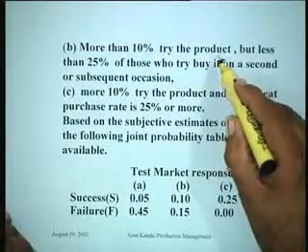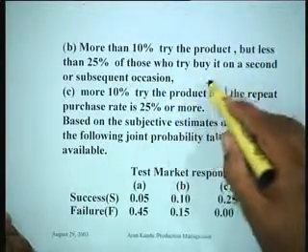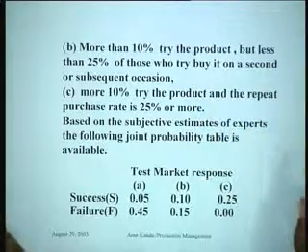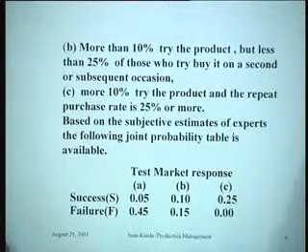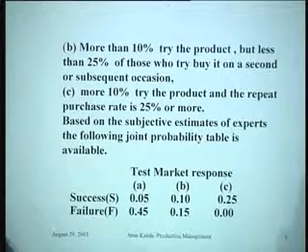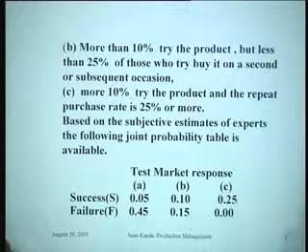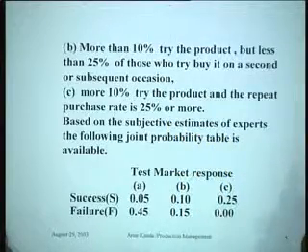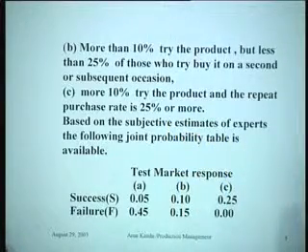We may then have a situation where, B, more than 10% of the population tries the product, but less than 25% of those who try the product buy it on a second or subsequent occasion. So this is like a medium popularity of the product. And the third case, C, would be more than 10% of the people try the product and the repeat purchase rate is more than 25%.